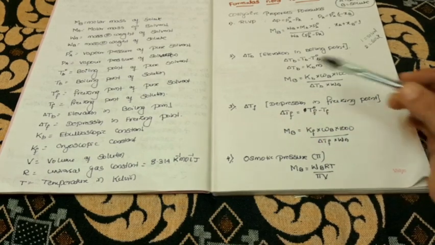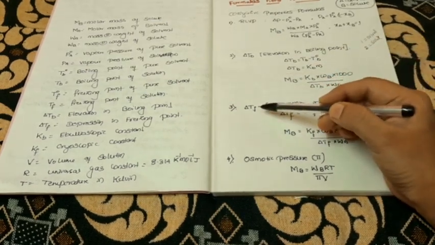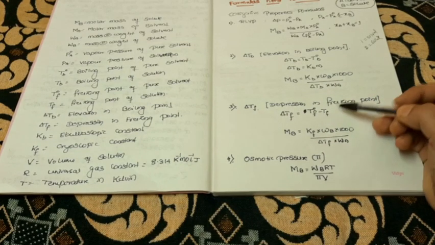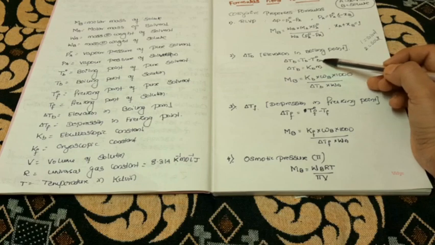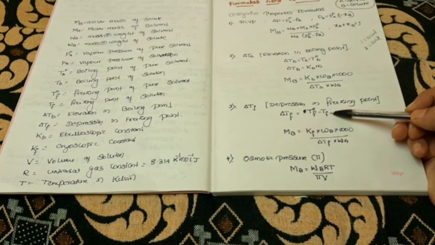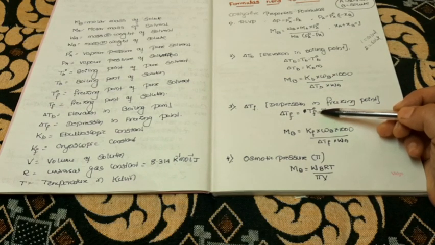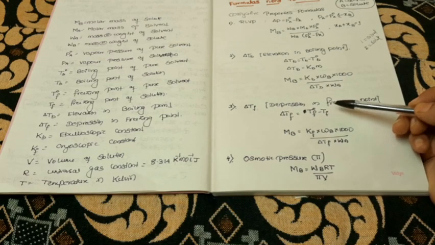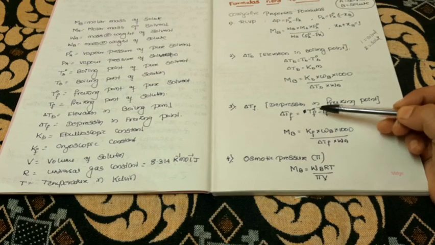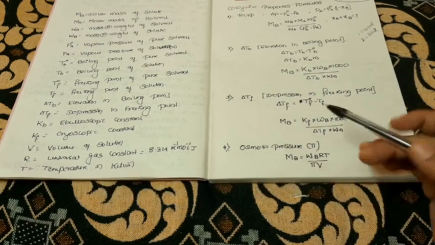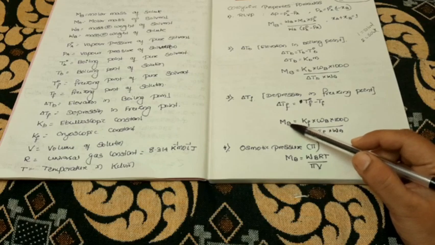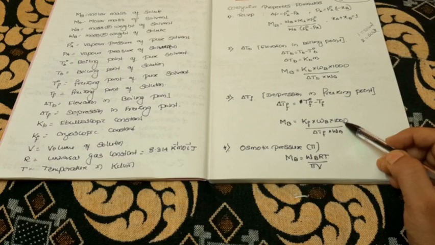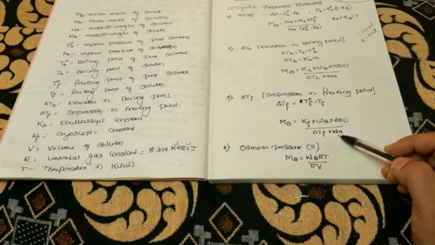Depression in freezing point is represented by delta TF. So delta TF is equal to T naught F minus TF. Here we went through TB minus T naught B, but here it is T naught F minus TF. What do you mean by TF? Freezing temperature or freezing point of a pure solvent minus freezing point of a solution. T naught F minus TF. So now MB, the molar mass of a solute, if you want to find out, is equal to KF into WB into 1000 divided by delta TF into WA.